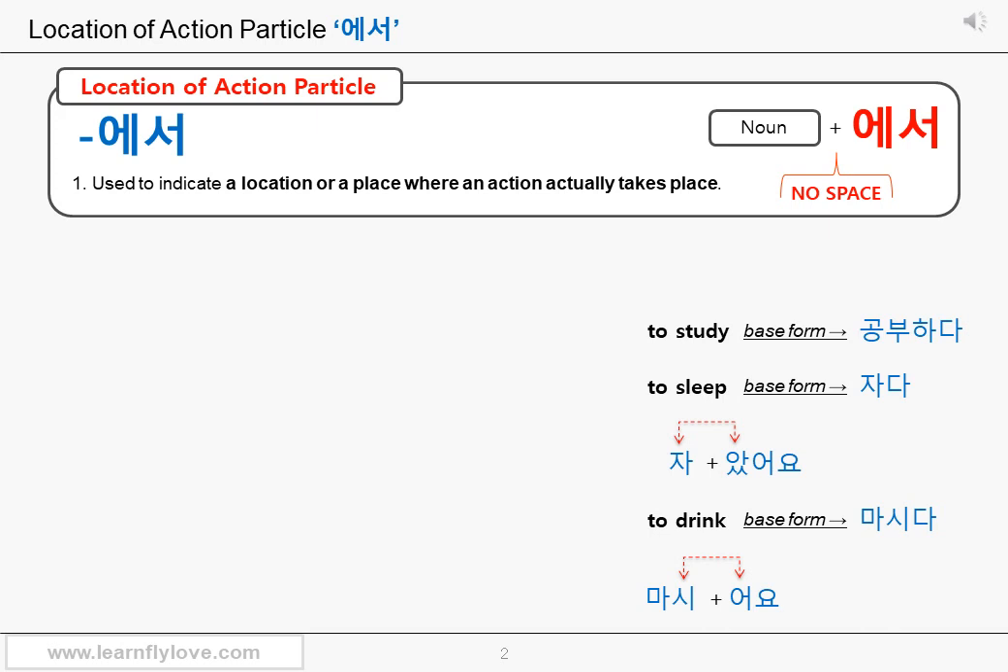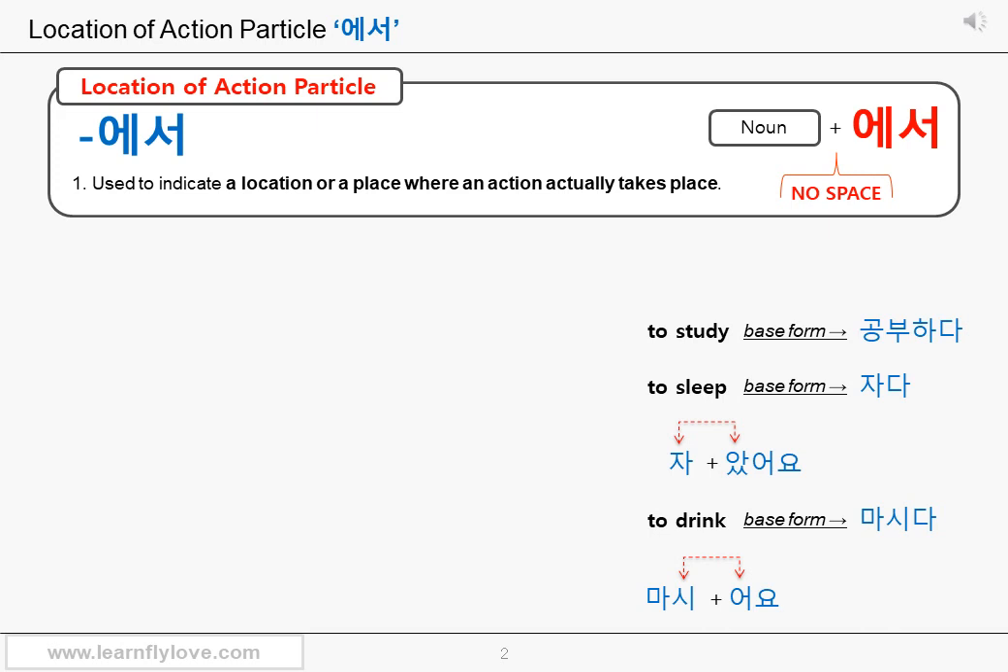You learned a different location particle 에 in the previous lesson, right? The difference between 에 and 에서 is very obvious actually. As I've just said, you need to use this particle 에서 when you indicate the place where the action actually takes place, as if you use in or at in English.